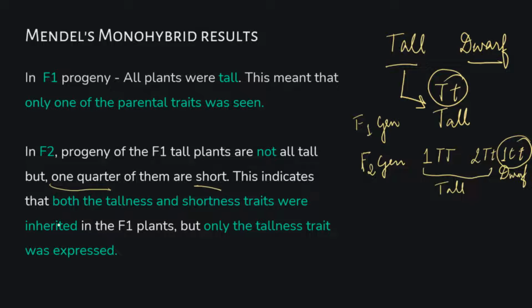And this indicates that both the tallness and shortness were inherited in the F1 plants. As you can see here, both tallness and shortness genes are inherited in the F1 plant, F1 progeny, F1 generation. But they are not shown in the F1 generation. The observable characteristic that we are seeing in the F1 generation was tall. But in the F2 generation, you can see that both the characteristics are expressed.